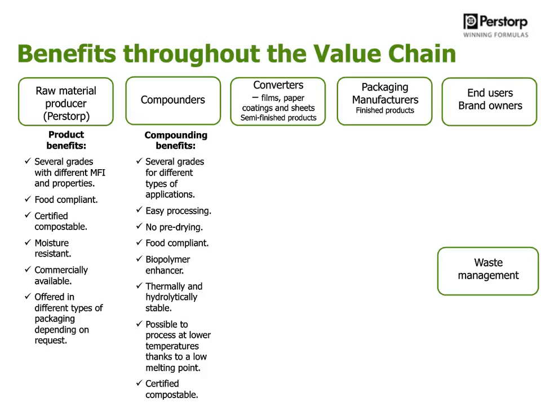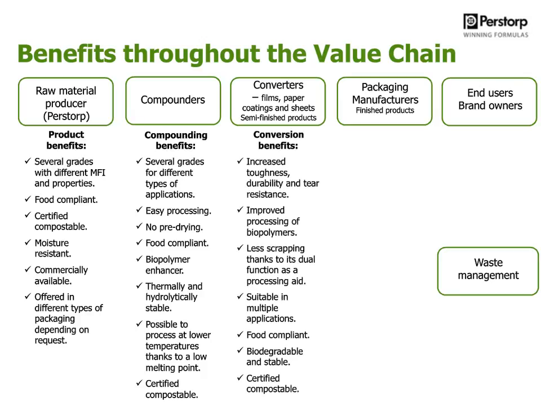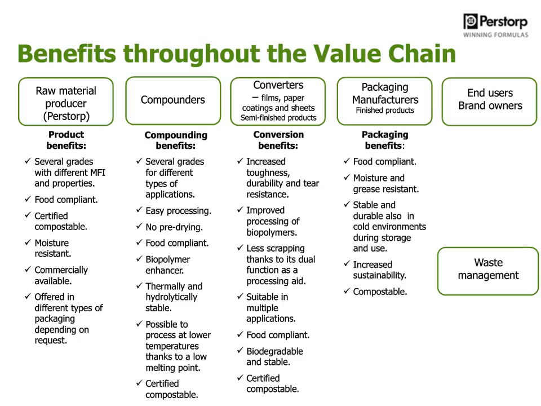Moving ahead and looking at the converters, which could be film makers, paper coaters, or sheet manufacturers, and what we call semi-finished products. There we need to consider what type of properties and features that are important for them and trying to map them down as well. And this we can do moving along throughout the entire value chain and even coming down to the brand owners in the end, as well as the waste management.